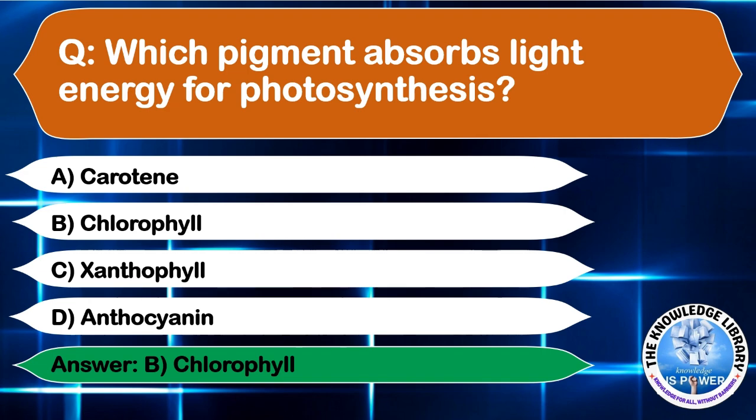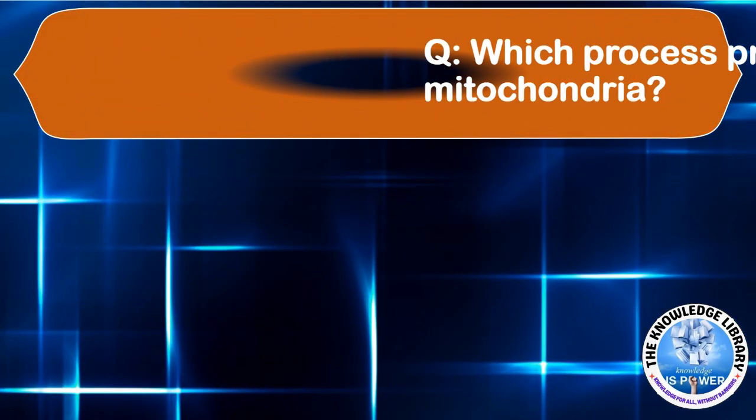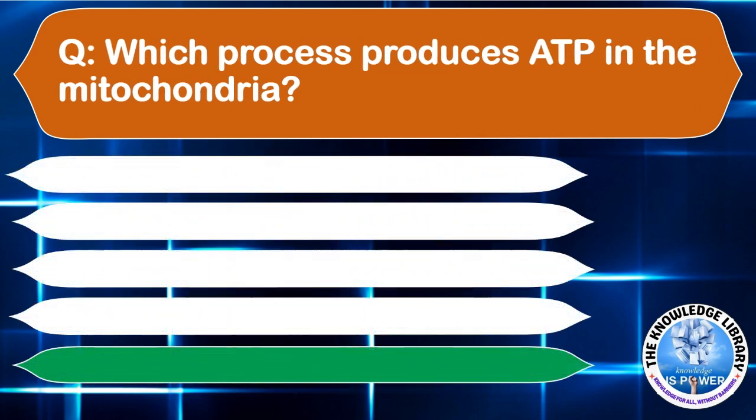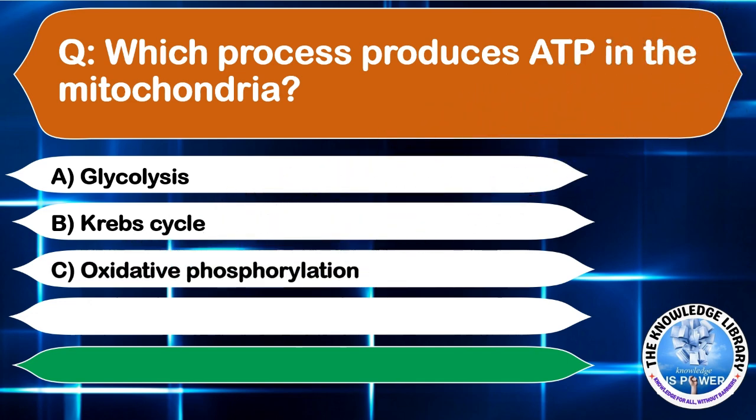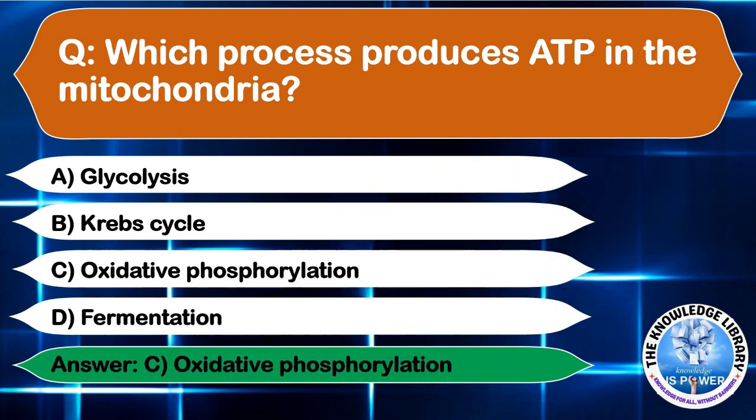Moving to the next question. Which process produces ATP in the mitochondria? Option A, glycolysis. Option B, Krebs cycle. Option C, oxidative phosphorylation. Or option D, fermentation. The correct answer is option C, oxidative phosphorylation.